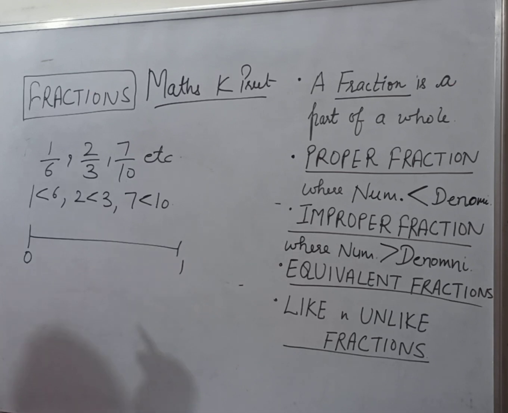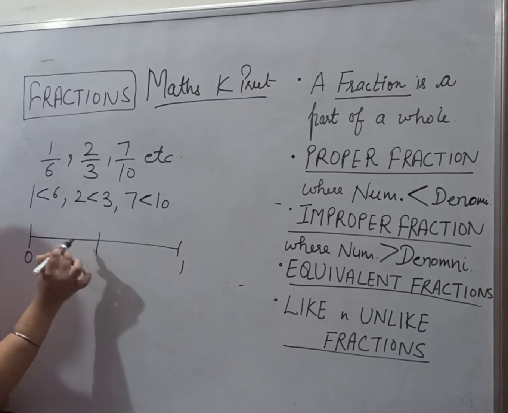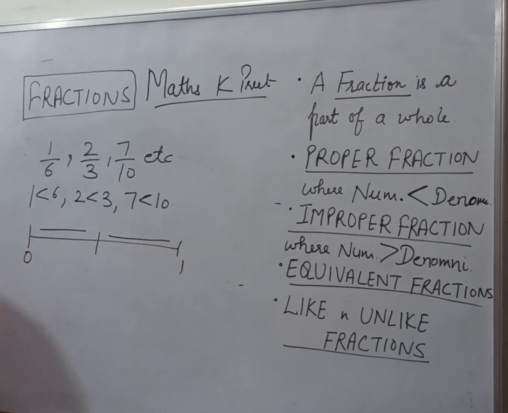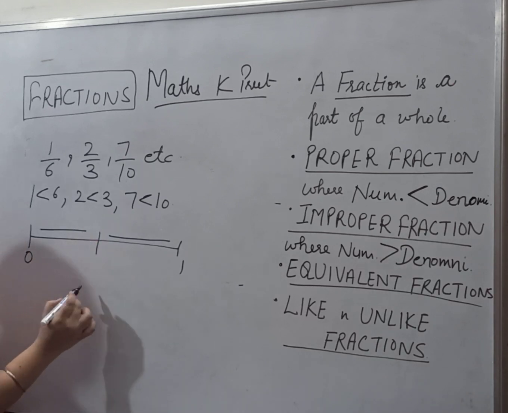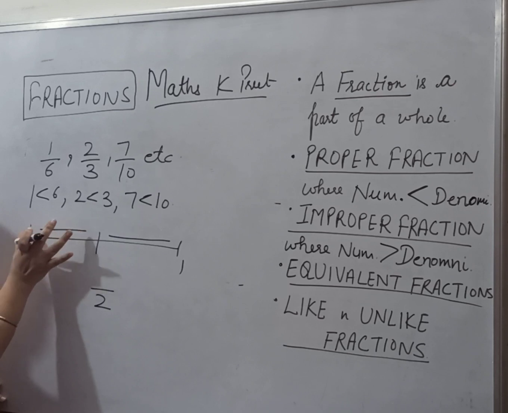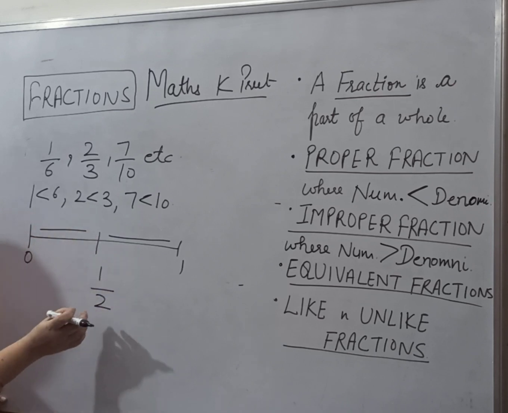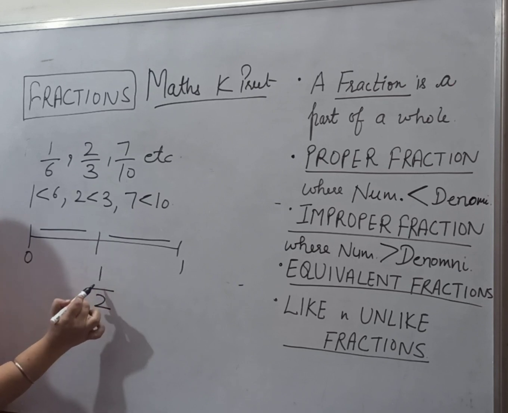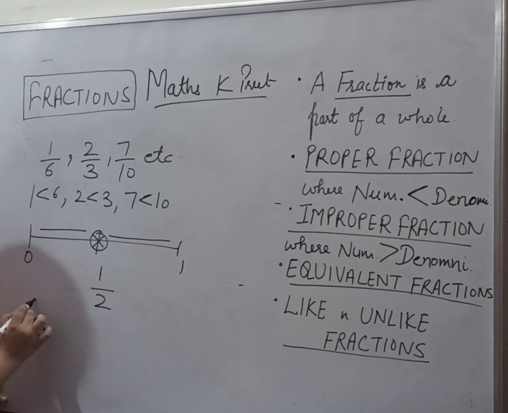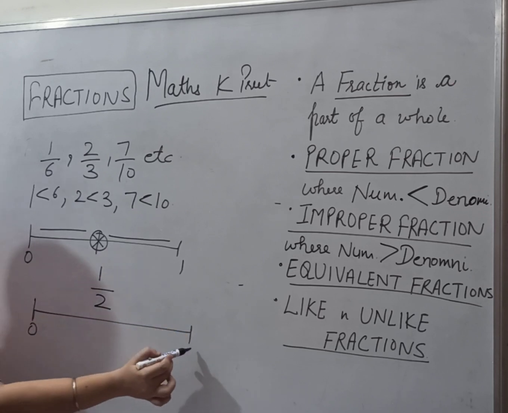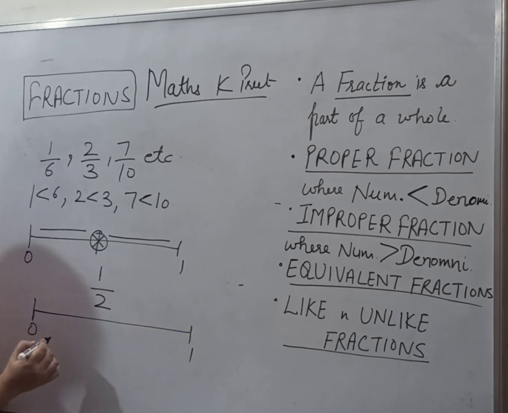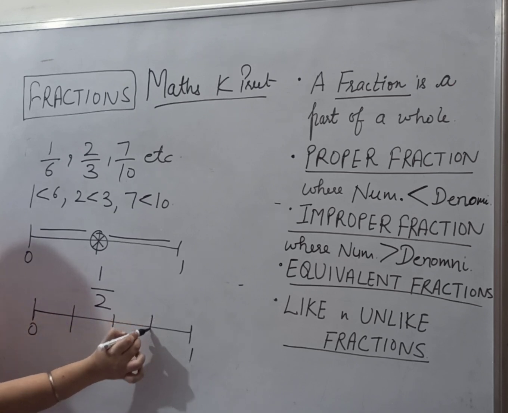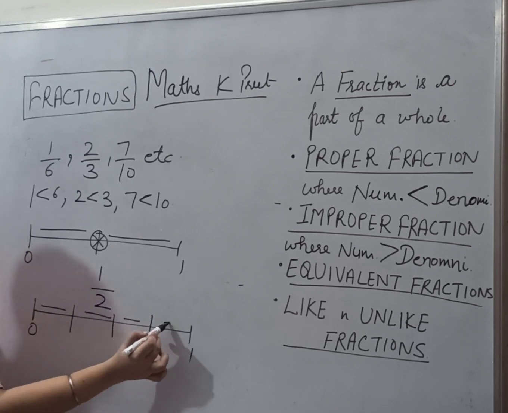So if this is 0 and this is 1, every proper fraction will lie in this area. If I am dividing 0 to 1 into 2 equal parts, this is the first part and this is the second part, and I have to show 1 by 2 on the number line. I am taking only the first part out of the total number of equal parts. So 1 by 2 will be here. Let's take another example, 0 to 1. If I am dividing this into 4 equal parts, 1, 2 and 3, these are 4 equal parts.